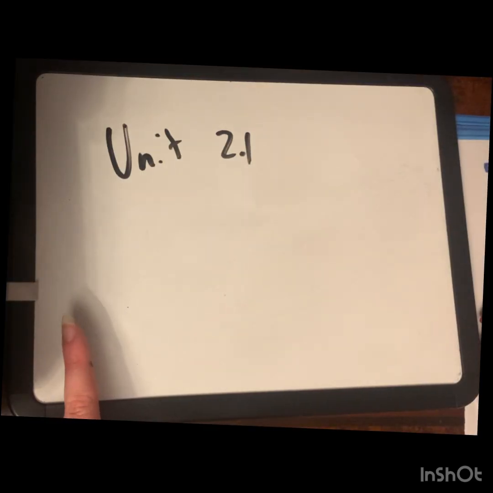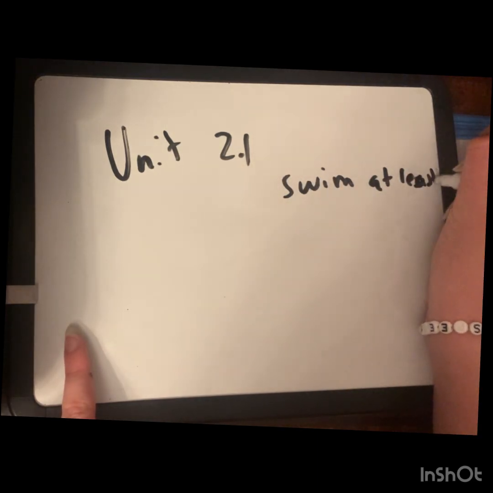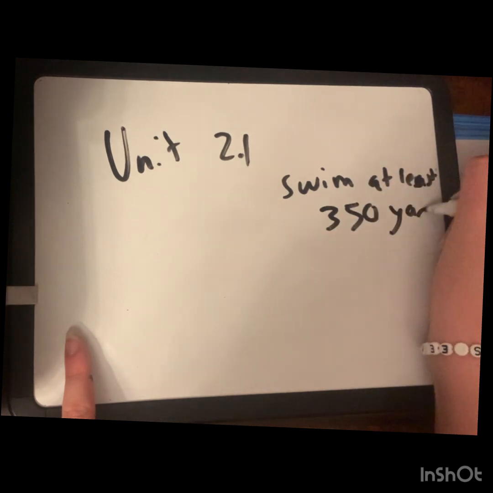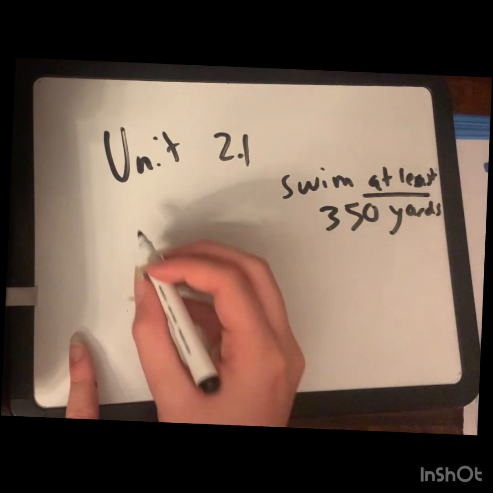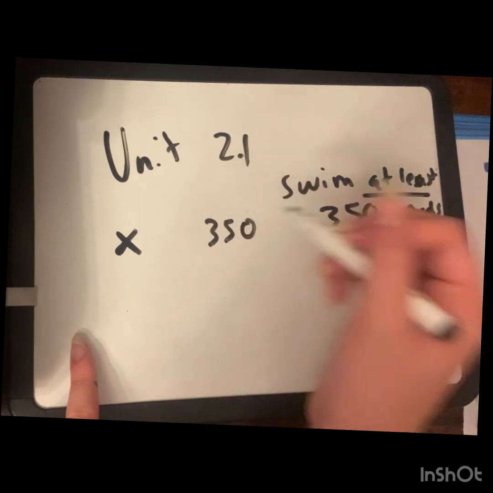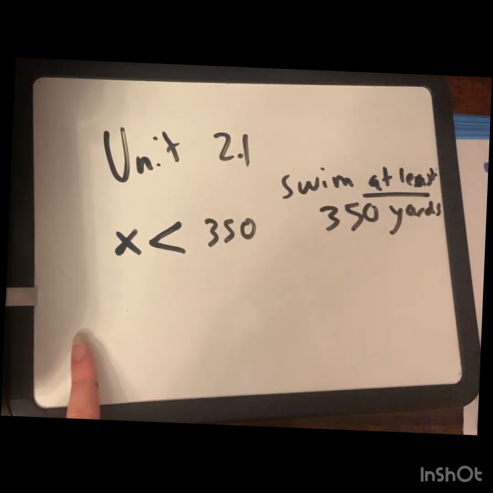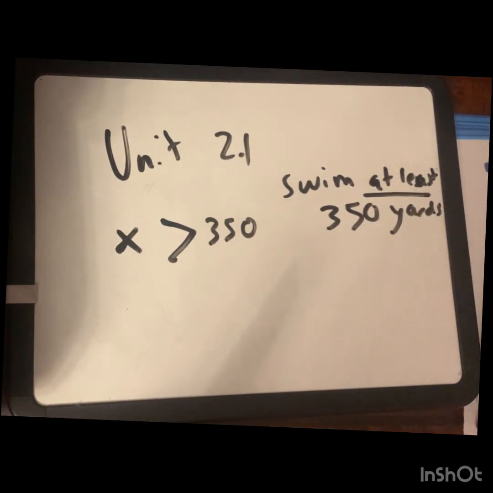Now, word problem. So this word problem is swim at least 350 yards. Okay, we have at least, which doesn't have or equal to. So if this is swimming and this is 350, since it's at least, the maximum is 350. Oh, I'm sorry. No. The least is 350 yards because it says at least 350 yards. So you're going to make X greater than, and that's it.